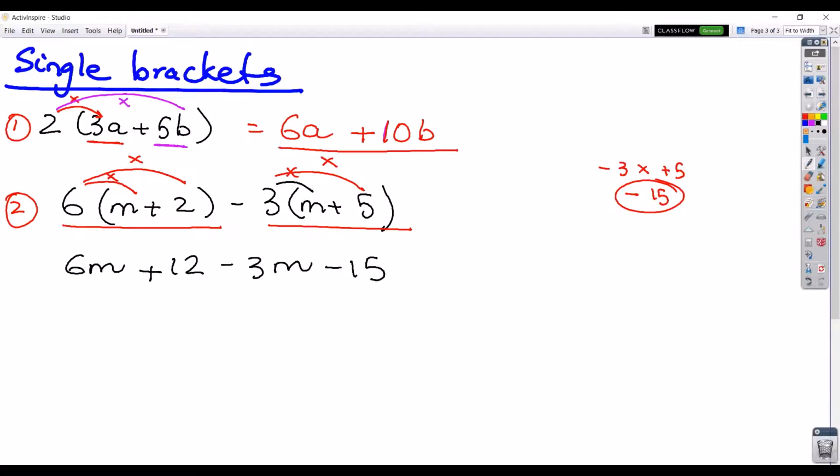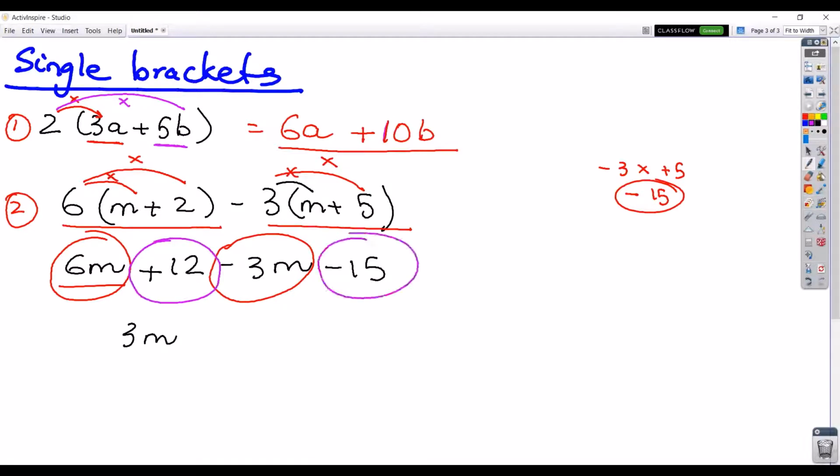We expanded the brackets. Now we clearly can see that what we can do is collect like terms. We can simplify it more by collecting the like terms. So to collect the like terms, we see that we have got the same variables, which is 6m, and then we are having minus 3m. So now 6m minus 3m makes 3m. The other two we are having are the constants, which are plus 12 and minus 15. So when you simplify plus 12 and minus 15, you'll get minus 3.